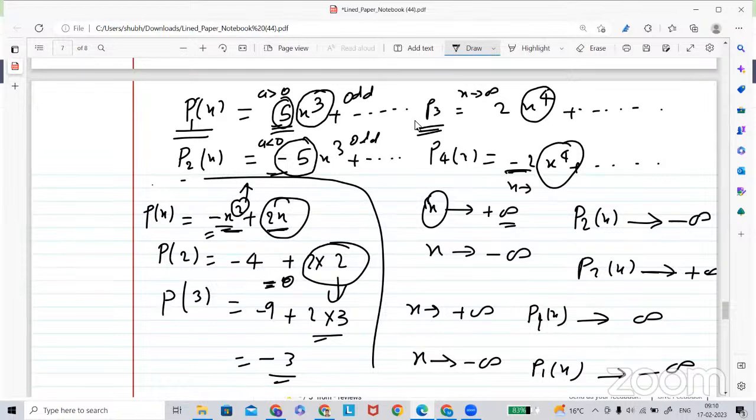Negative case, as x goes to negative infinity. So this makes it positive, and this is already positive.